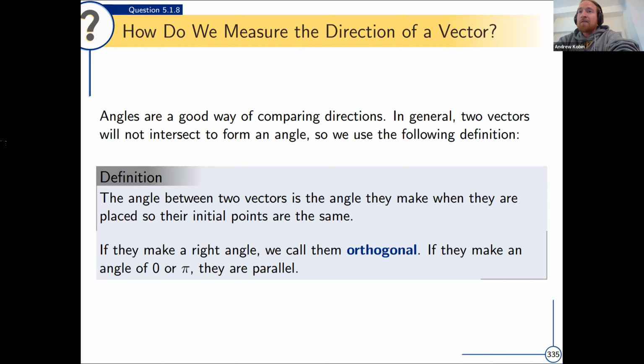If we have 2 vectors in the plane that are between any 4 different points, they may not share a base point. They may not intersect to form an angle. However, if we line them up so that their initial points or their starting points are the same, we can measure an angle between them. Given that 2 vectors are only specified by their length and their direction, all that we need to do is line everything up so that their initial points are always at the origin, and we can start making angle measurements there. If 2 vectors have an angle of pi over 2 radians, we'll call them orthogonal, and that's synonymous with perpendicular. If instead they make an angle of 0 or pi radians, then they'll be called parallel. And notice that this is the same definition of parallel as we had earlier in the video.